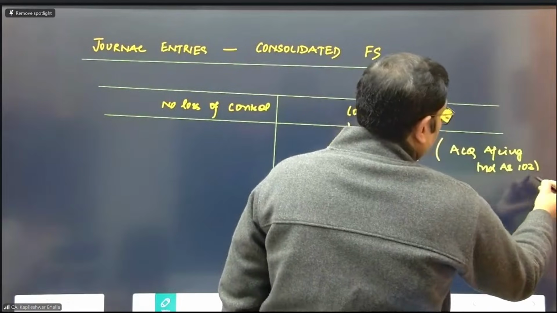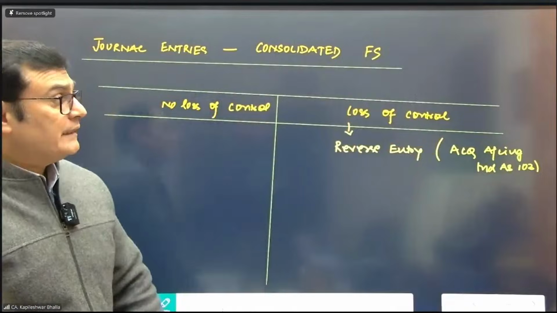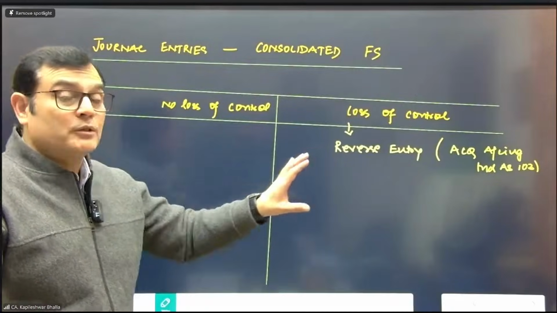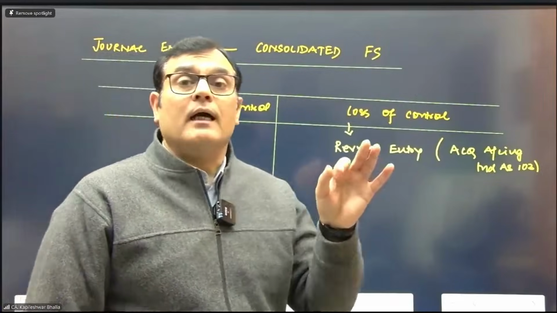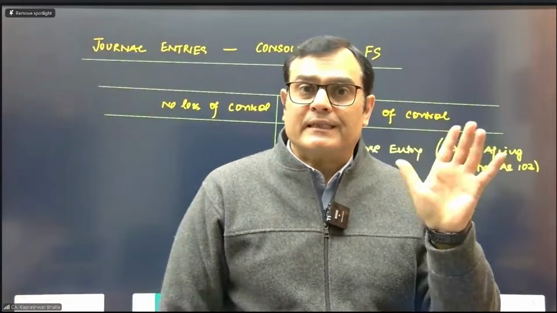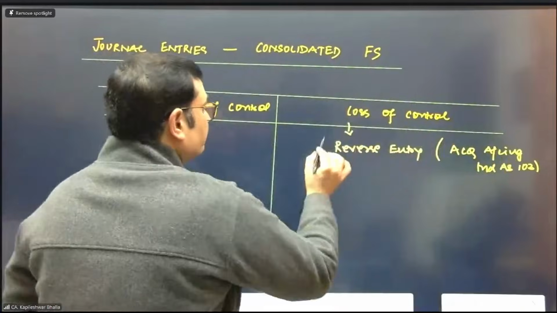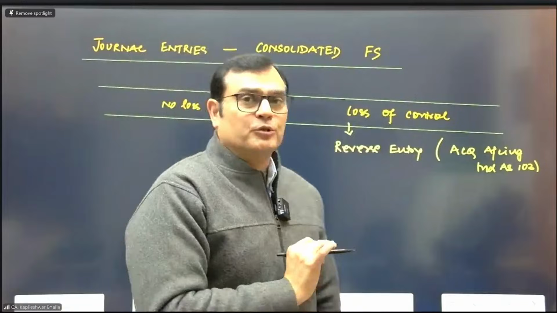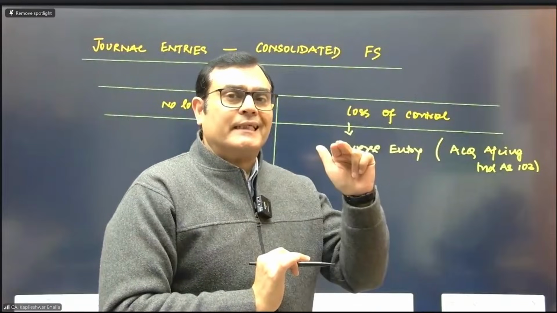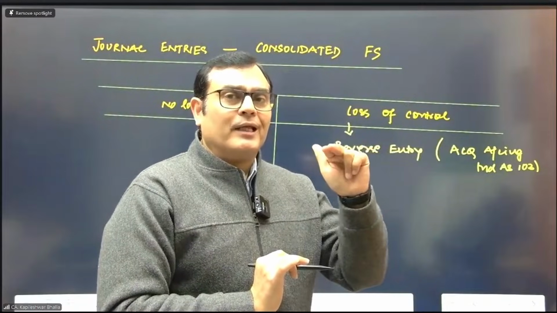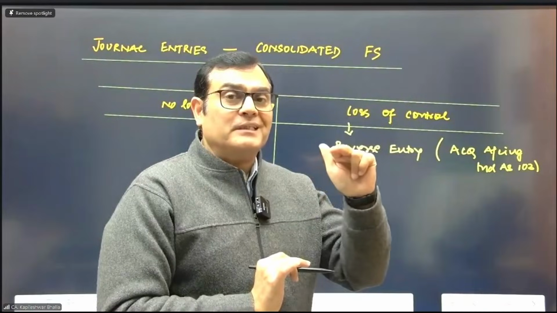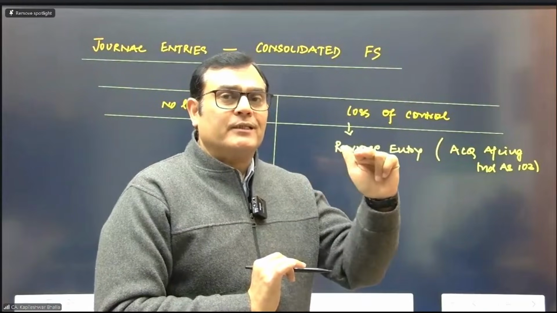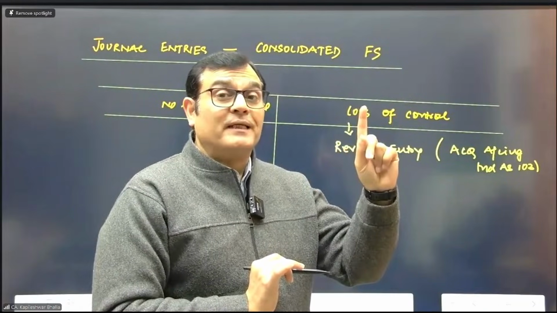I will put a reverse entry altogether. So whatever entry you made at the stage when the control was acquired, I'm just going to reverse that entry directly. If you remember the entry at the time of Ind AS 103, assets got a debit, liabilities got a credit, PC got a credit, NCI got a credit, and goodwill was the balancing figure.